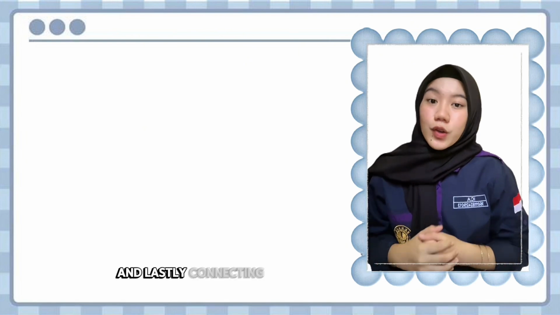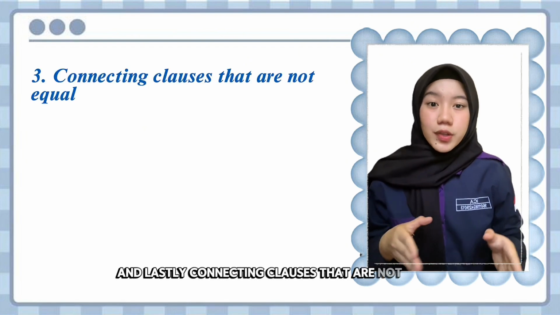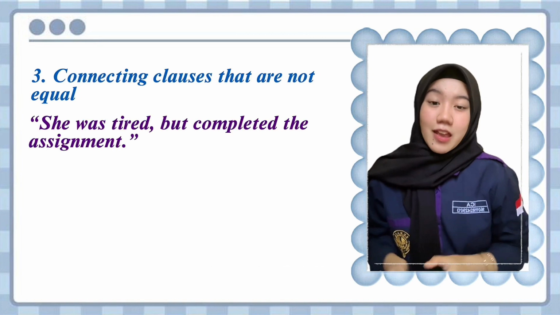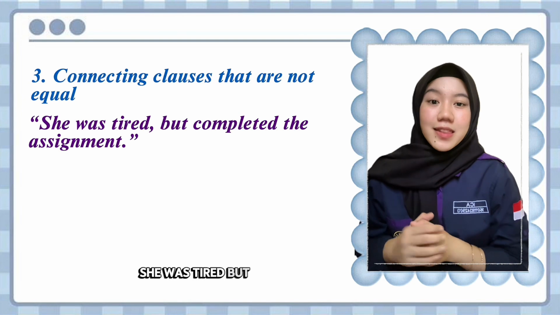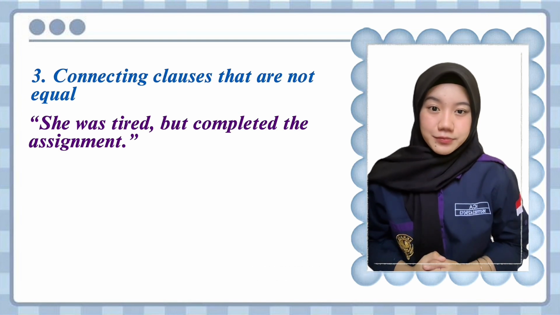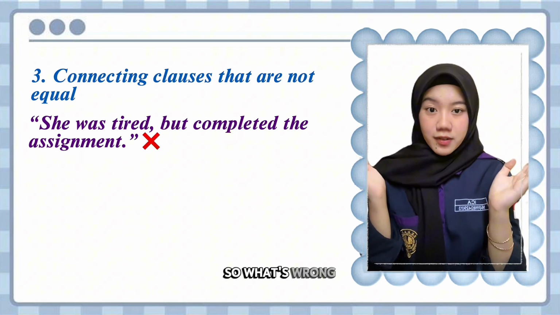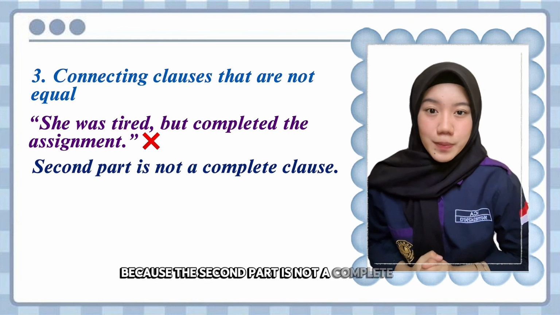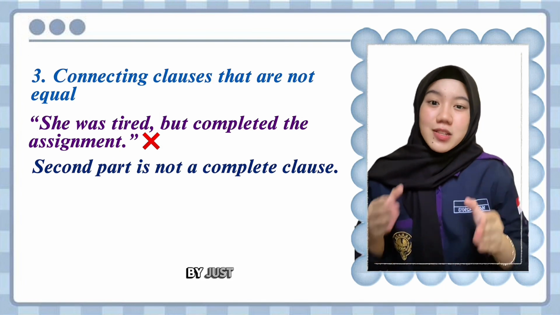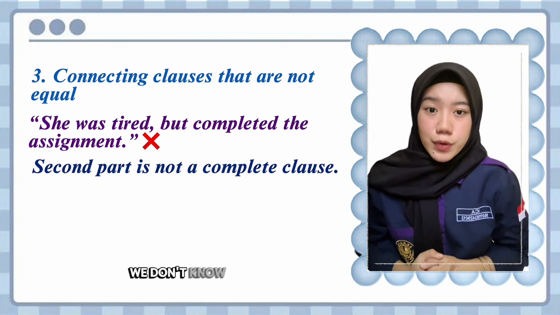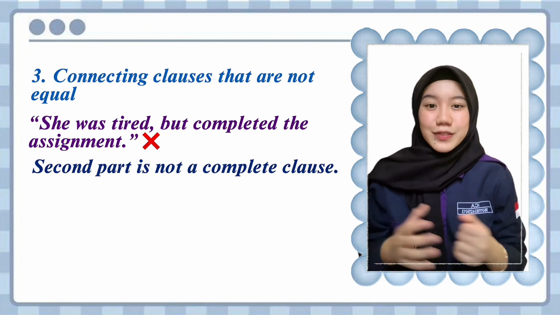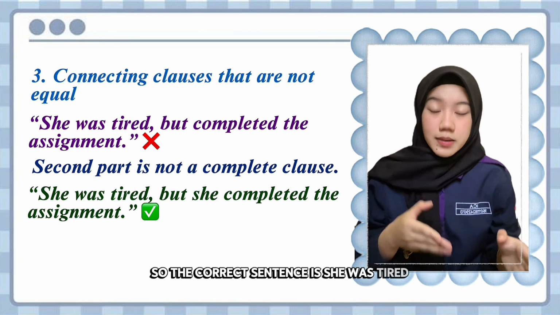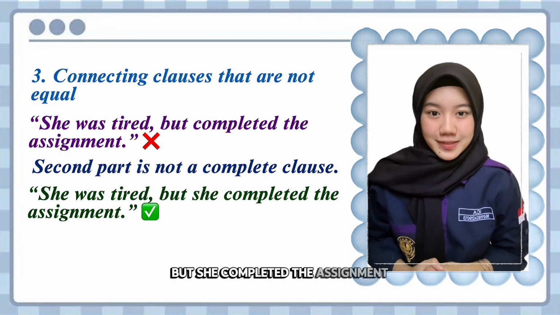And lastly, connecting clauses that are not equal. Now, look at this sentence. She was tired but completed the assignment. So, what's wrong? Because the second part is not a complete clause. By just reading the second part, we don't know who completed the assignment. So, the correct sentence is she was tired but she completed the assignment.